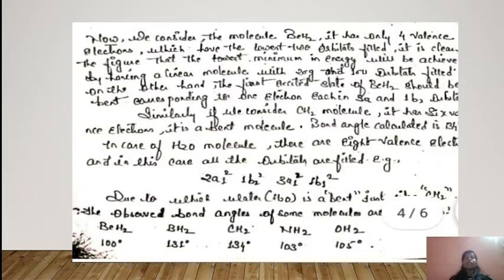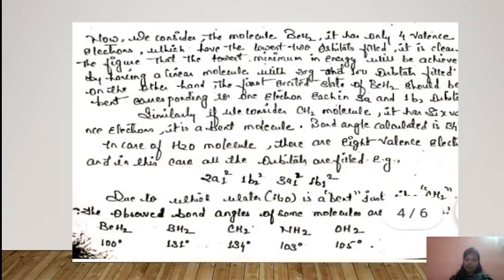Similarly, if we consider CH2 molecules, it has 6 valence electrons, 4 electrons of carbon and 2 electrons of hydrogen. It is also a bent molecule. If the bond angle is lesser than 180, then it will be counted as bent. So it is a bent molecule. The bond angle calculated is 134.